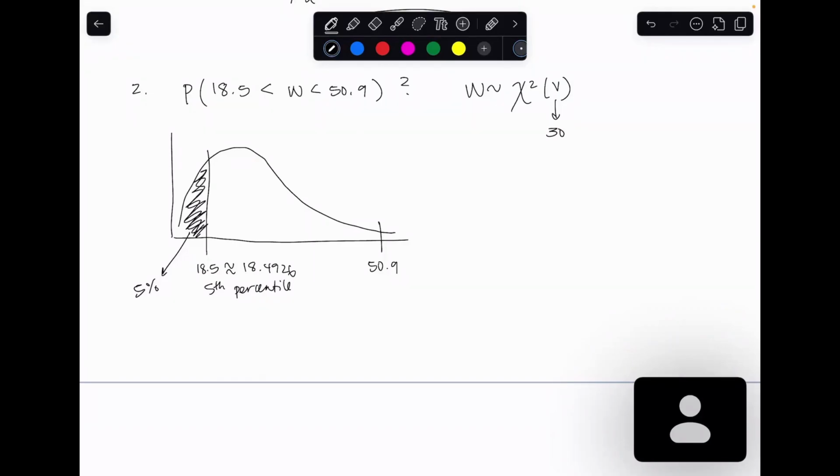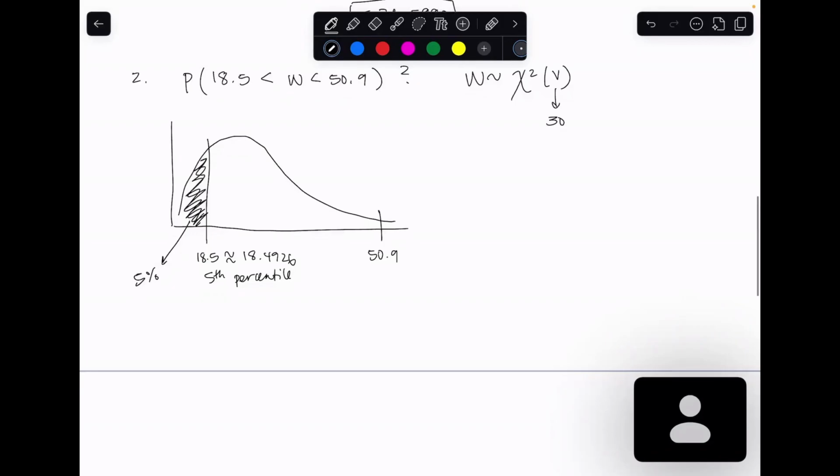And now let's find the other one, 50.9. Let's look for that. Yeah, next page. It is right there, right here. Perfect. 30 degrees of freedom. And it has 0.01 probability above it. So it only has 1% above that, right? This is 1%. So this would be like the 99th percentile.